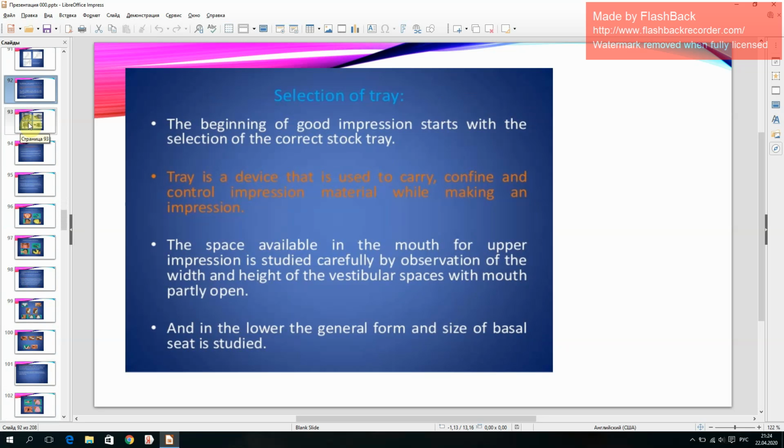Selection of tray. The beginning of a good impression starts with the selection of the correct stock tray. A tray is a device that is used to carry, confine and control impression material while making an impression. The space available in the mouth for upper impression is studied carefully by observation of the width and height of the vestibular spaces with mouth partly open, and in the lower the general form and size of basal seat is studied.